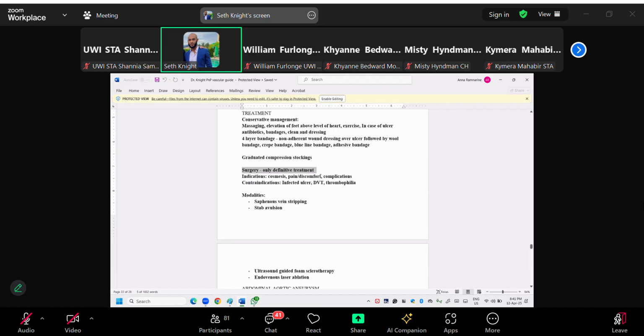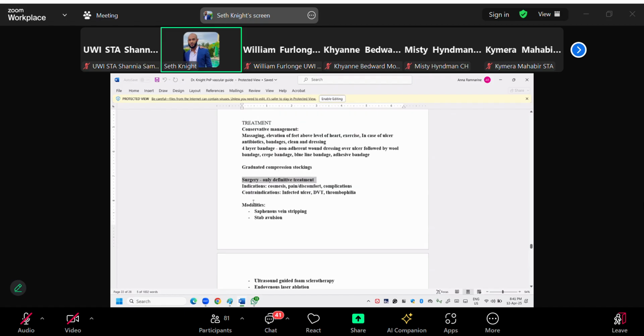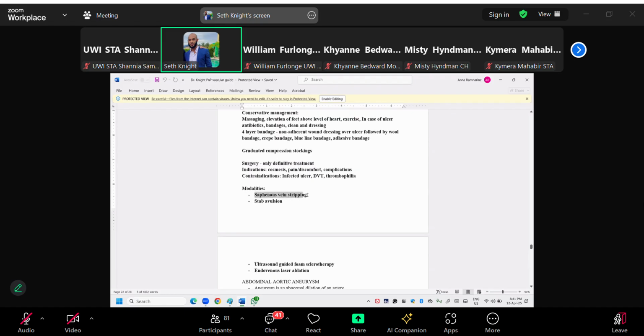So if they have impaired lifestyle, social interactions, and so on, then our gold standard of treatment is our definitive treatment, which is surgery. Okay? So the modalities of surgery are what they like to ask you, and it's just concepts. You can do venous vein stripping, you can do stab avulsion phlebectomy, you can do foam sclerotherapy, or endovenous laser ablation. So these are the four modalities that you just have to know and associate with varicose veins.